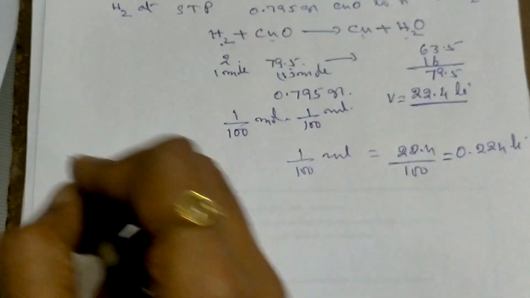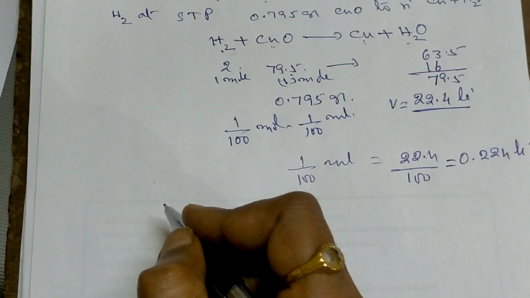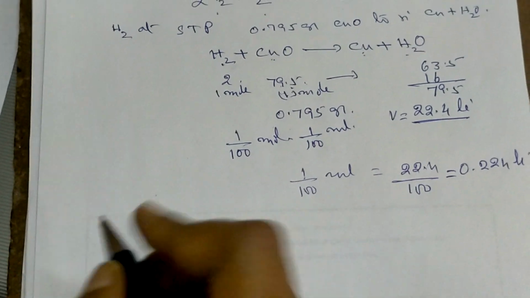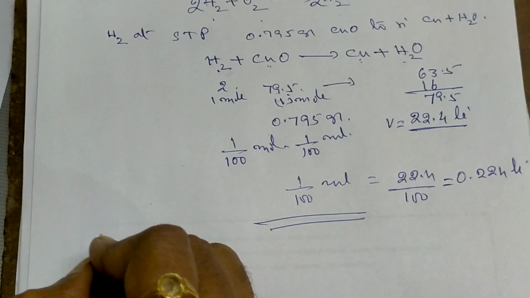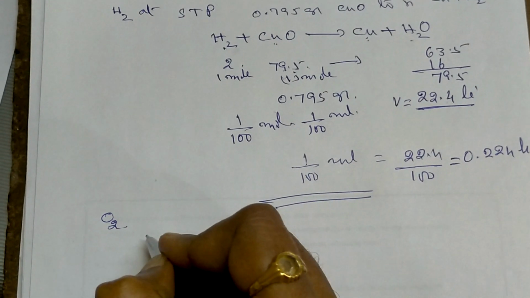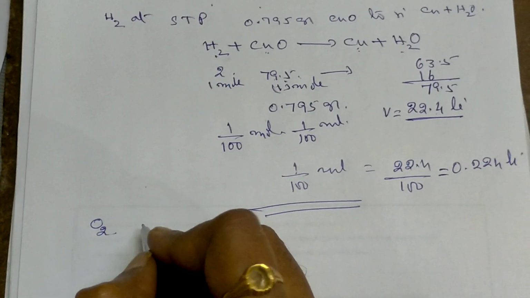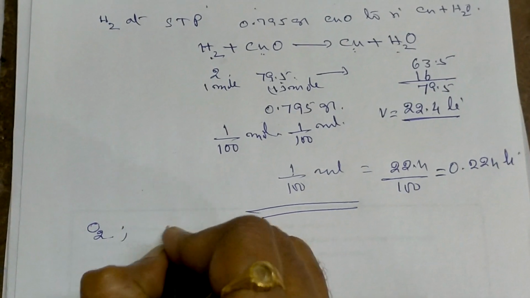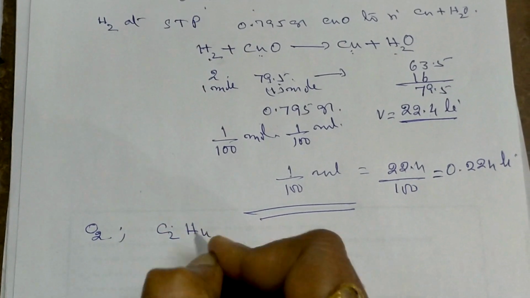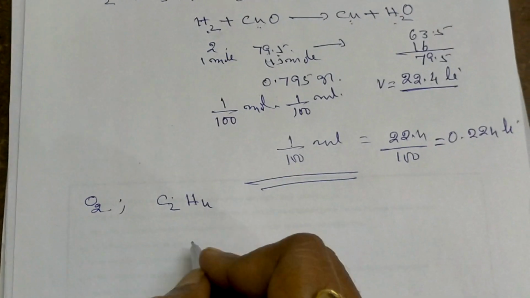The next question is also under volumes only. Calculate the volume of oxygen at STP required to completely burn 100 ml of acetylene. So oxygen and acetylene: now one should know the formula of acetylene immediately.